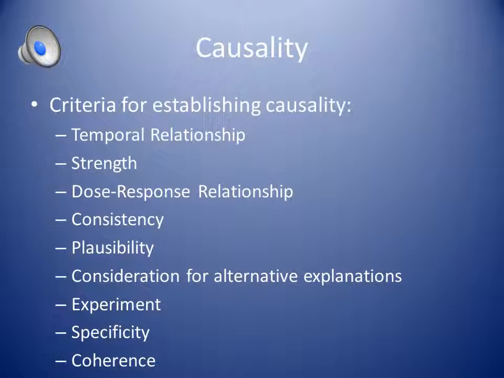Consideration of alternate explanations means other explanations for the phenomena must be taken into account to rule out alternate explanations. Experiments must be performed to support the association. For specificity, altering only the cause alters only the effect. And for coherence, association should be compatible with existing knowledge.